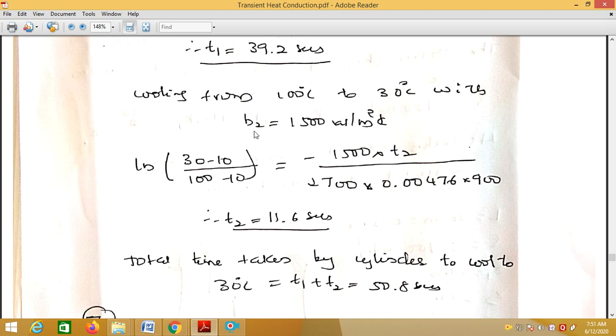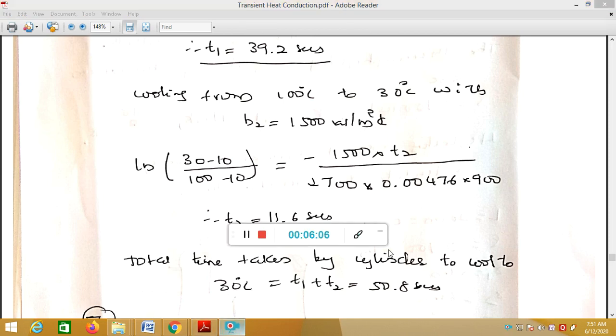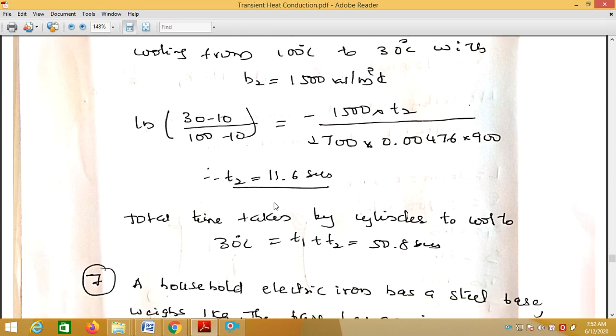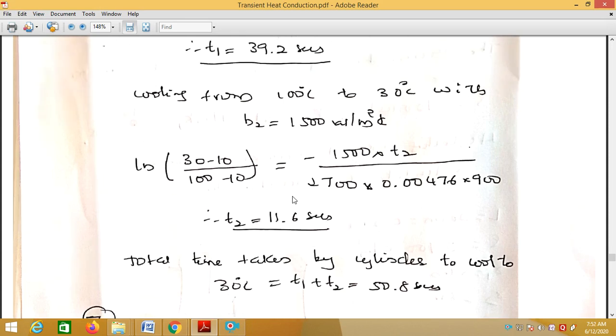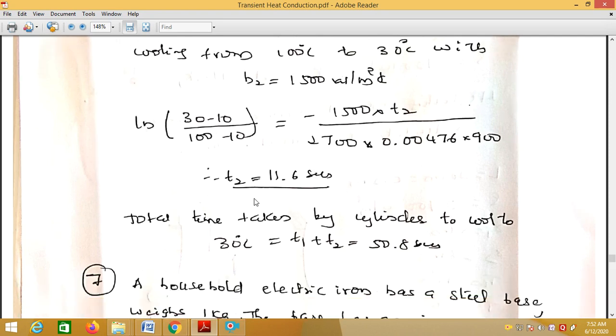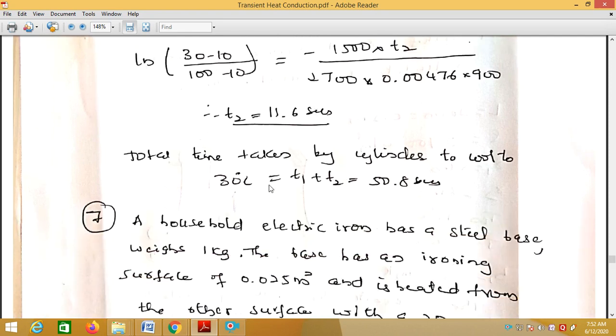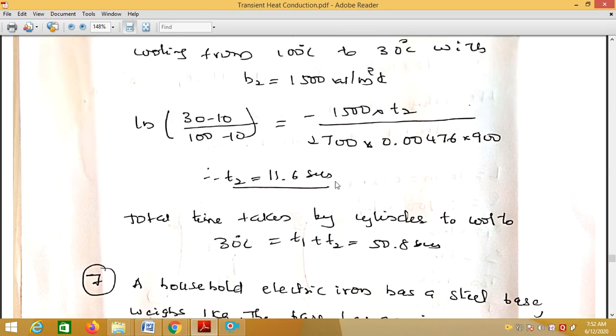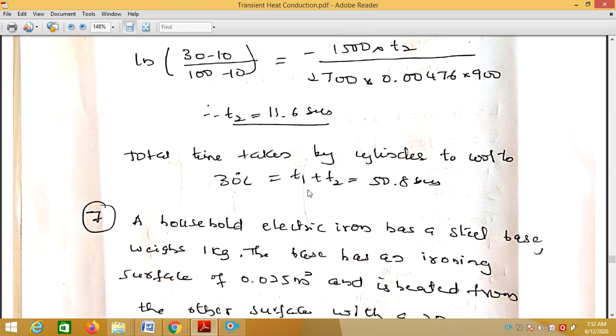And second case, from 100 to below 100 degree centigrade, the heat transfer coefficient is 1500 watt per meter square Kelvin. Substituting the value of h as 1500 watt per meter square Kelvin, we get the time taken for the cylinder to cool from 100 to 30 degree centigrade as 11.6 seconds. So these are the things. So the total time taken will be T1 plus T2, which is 50.8 seconds.